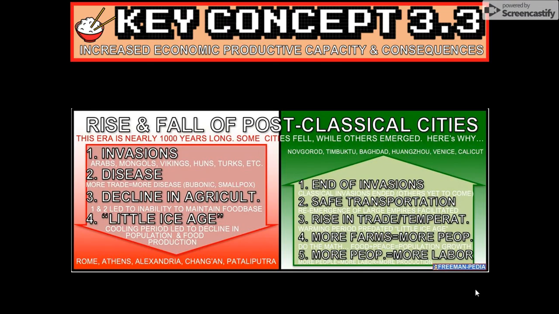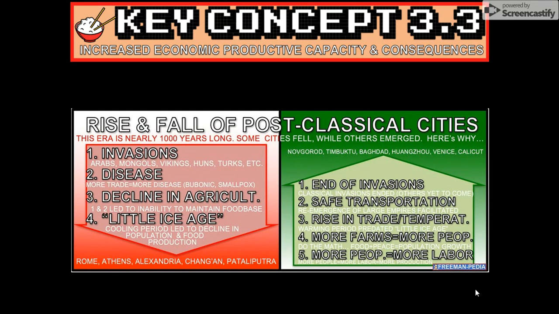All right, here is the last of our key concepts. Key concept 3.3, increased economic productive capacity and consequences. So basically what's kind of happening as a result of all of this trade and all of these interactions.